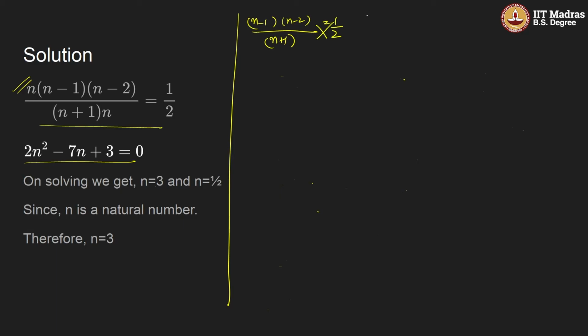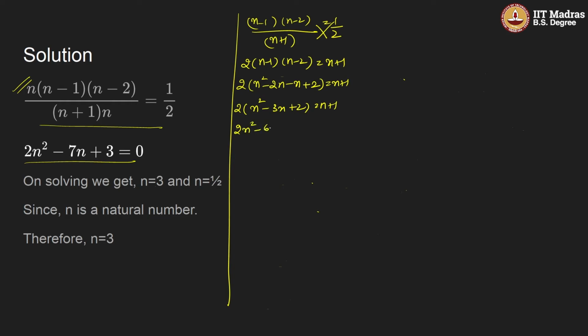Let's cross multiply. It will be 2(n minus 1)(n minus 2) equals to n plus 1. Let's open the bracket. n square minus 2n minus n plus 2 equals to n plus 1. 2n square minus 3n plus 2 is equal to n plus 1. Let's multiply.